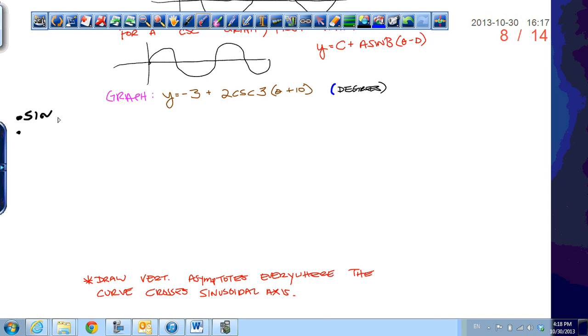Next thing is the down 3, and this is all the same stuff that we've been doing for a while. So if you're proficient at graphing sine, this is nothing new. Same thing for cosine. If you struggle a little bit, then obviously this is a good time to get better at it. Next thing is we're going to go left 10 degrees.